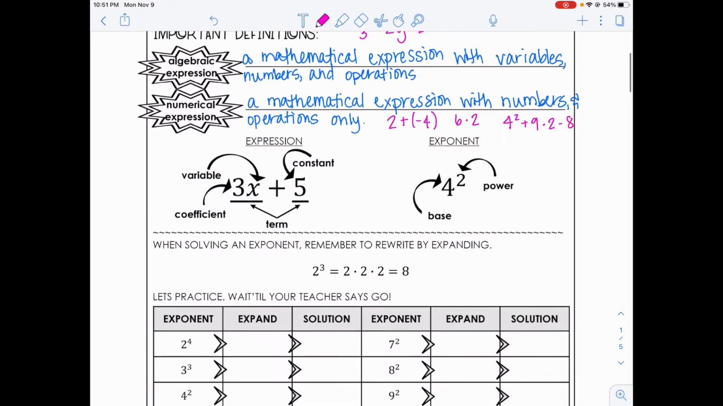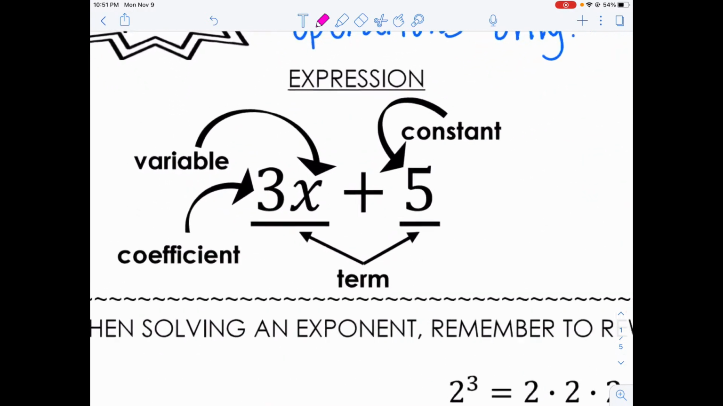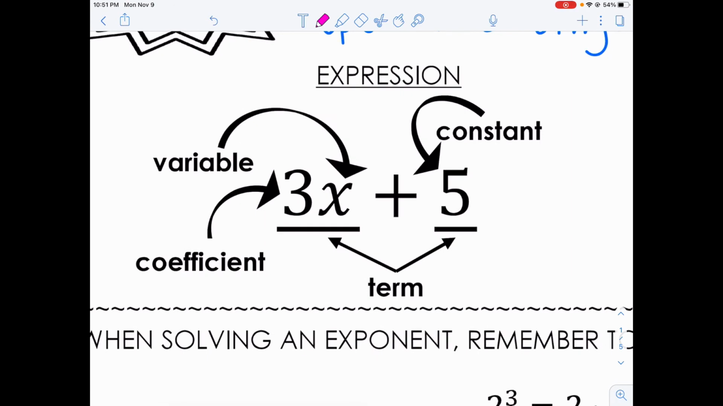When talking about expressions, we have to talk about the parts of an expression really quickly. Expressions are divided into terms. This particular expression, 3x plus 5, has two terms. Terms are parts of the expression that are separated by either addition signs or subtraction signs. So our two terms for this expression, 3x is the first term and 5 is the second term.